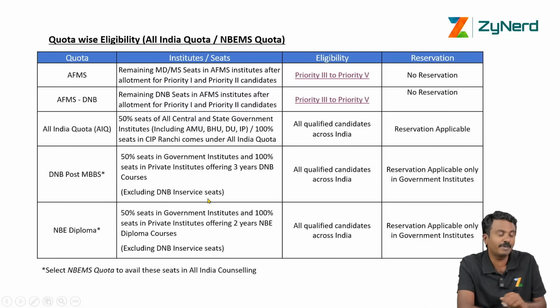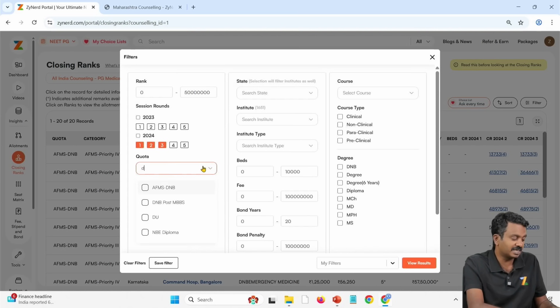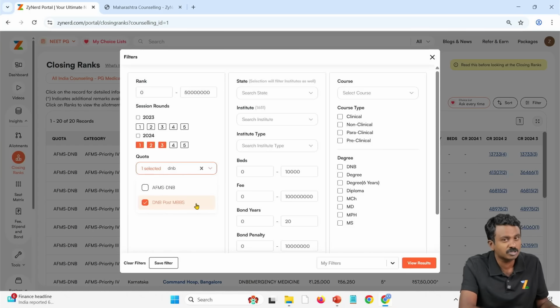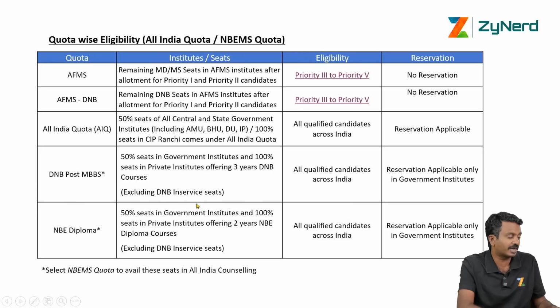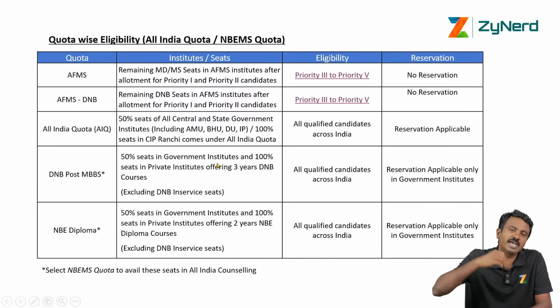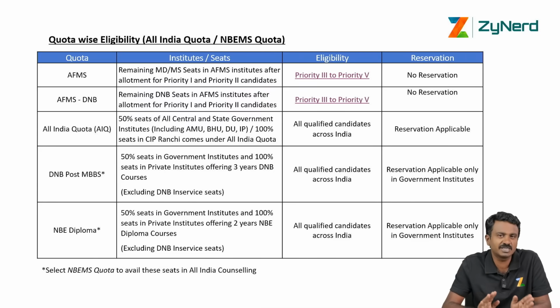And then you have DNB post MBBS. DNB is a 3-year course, right? Those come under DNB after your MBBS. DNB post MBBS means after your MBBS you are completing DNB. This has all private institute seats. Any seat across India, 100% comes under DNB, under All India Counselling if it is a private institute offering DNB, and 50% of government institute seats.